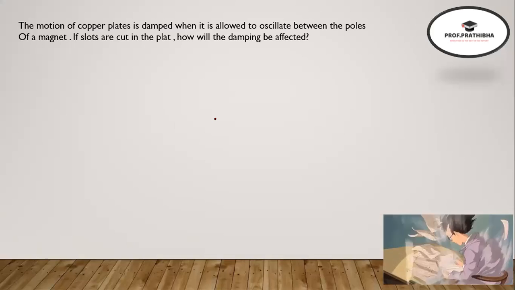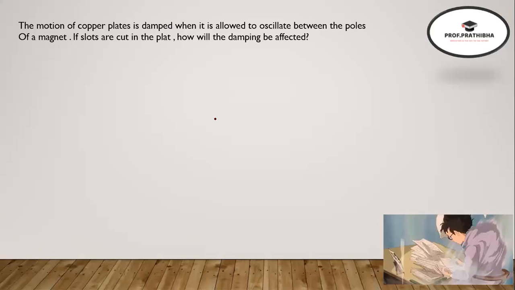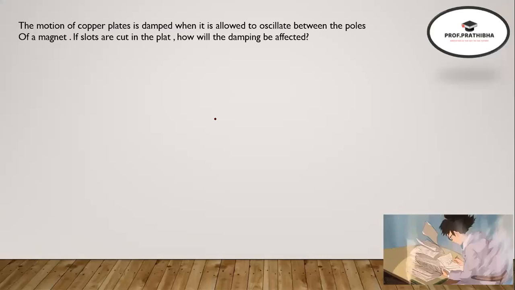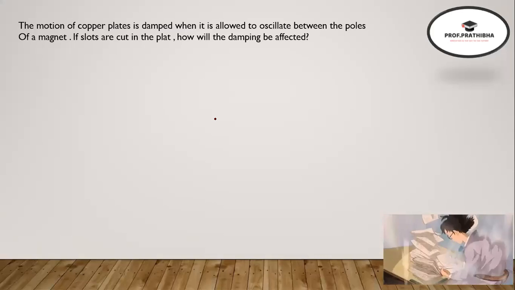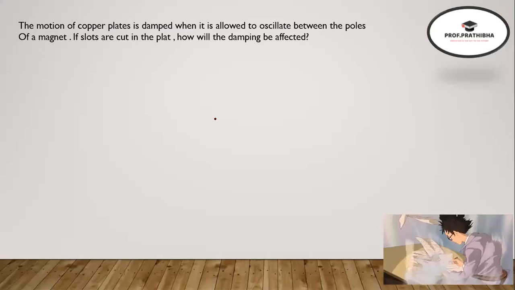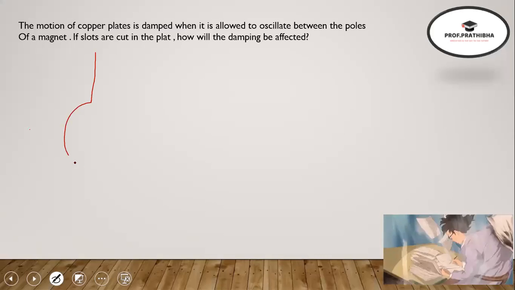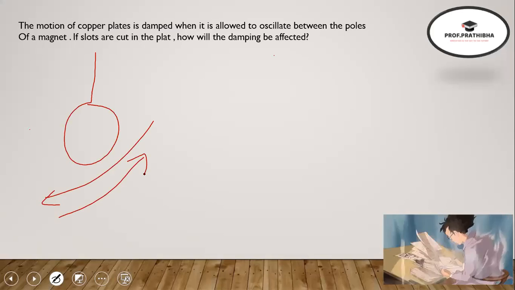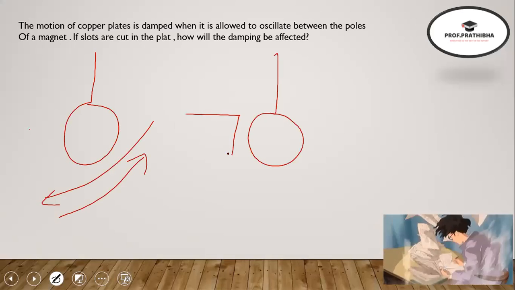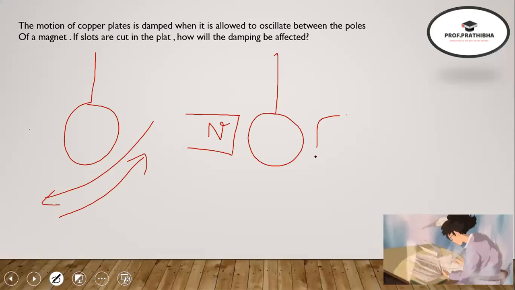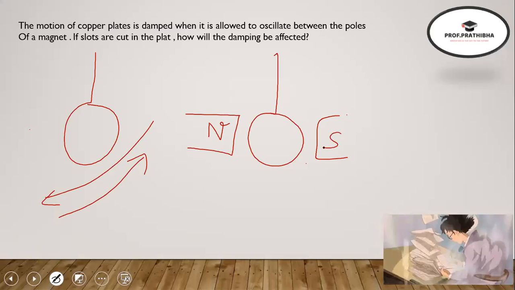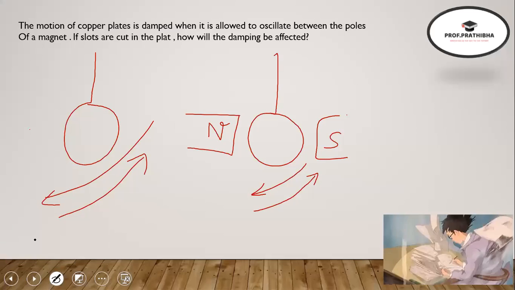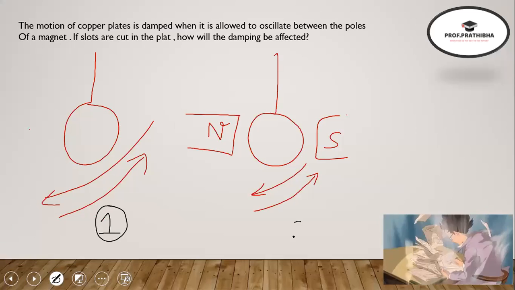Okay. So let's revise eddy's current. The motion of the copper plate is damped. You know what is the meaning of damping? So if I have a plate which I have hung and I made it oscillate, okay. Suppose I put the same plate in a magnetic field, this is north of the magnet, this is south of the magnet, and then I tried oscillating it. Which one will stop first?